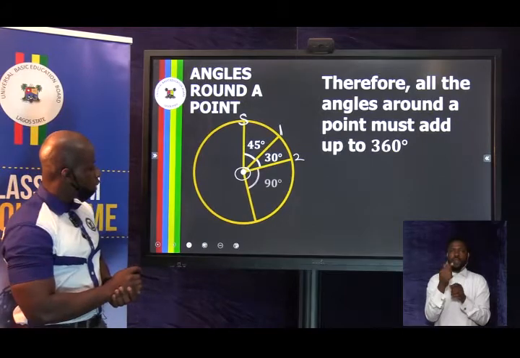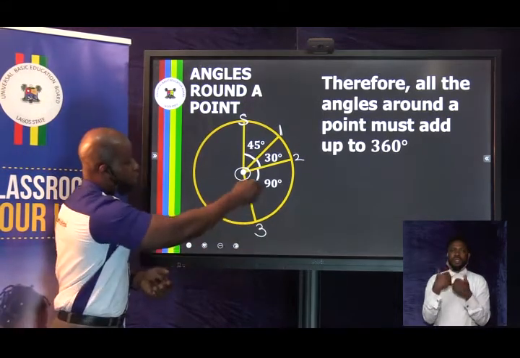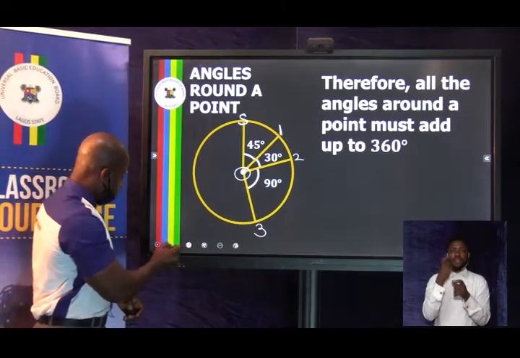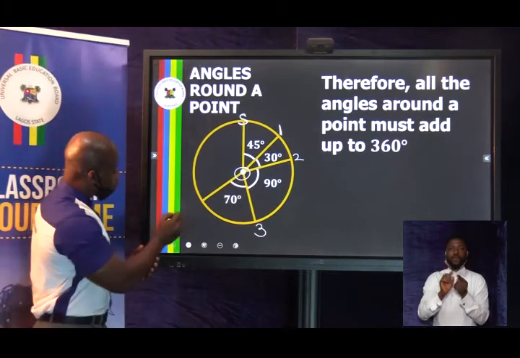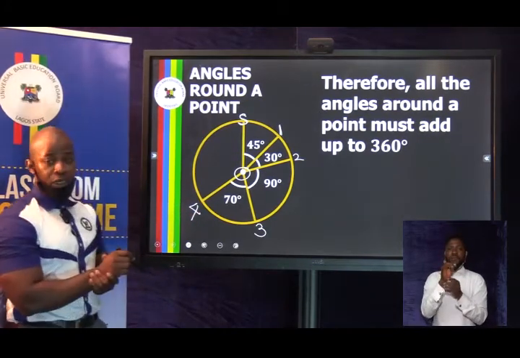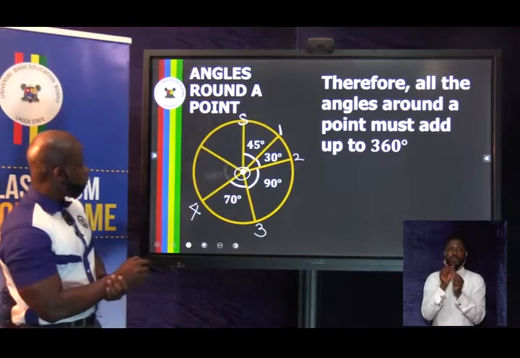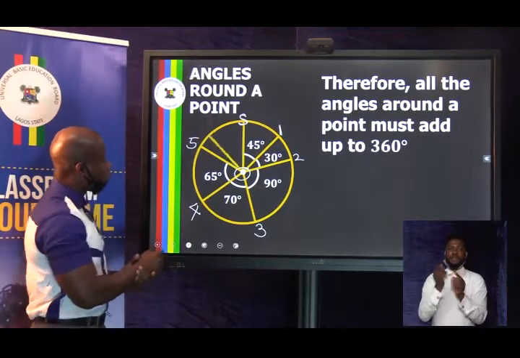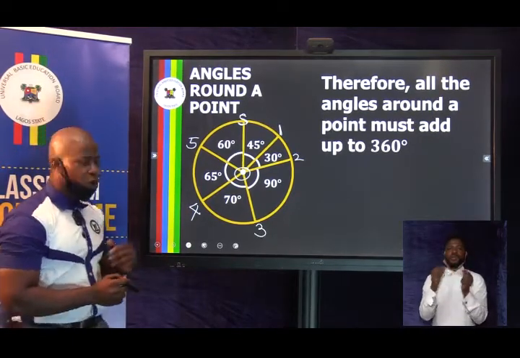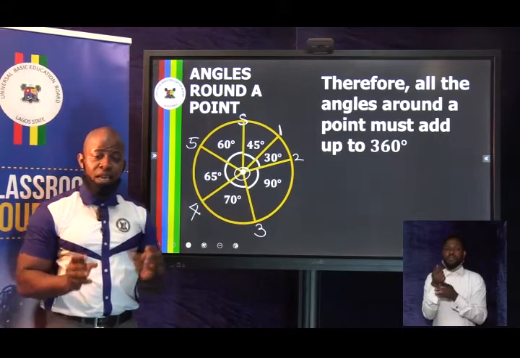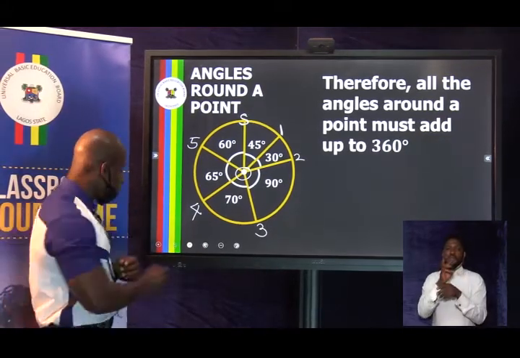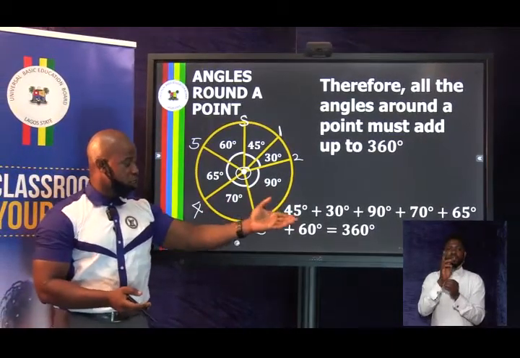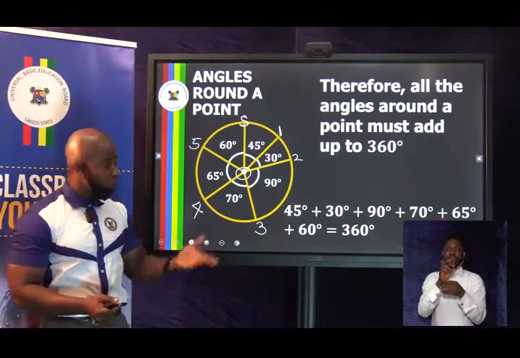Let's see how far it will go the third time. Now let's call this point 3. Now it has moved 90 degrees from point 2 to point 3. Let's see again. Now from point 3 to point 4, it has moved 70 degrees. Now from point 4 to point 5, it has moved 65 degrees. And now back to the starting point, it has moved 60 degrees. When we add all these little movements, everything must give us 360 degrees, as you will see. Say 45 plus 30 plus 90 plus 70 plus 65 plus 60. Everything will give you 360 degrees.